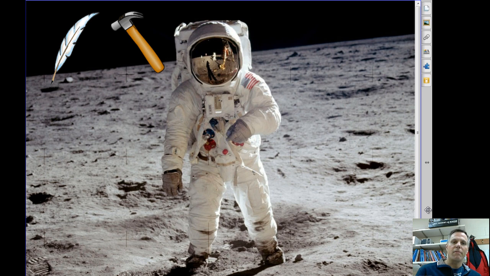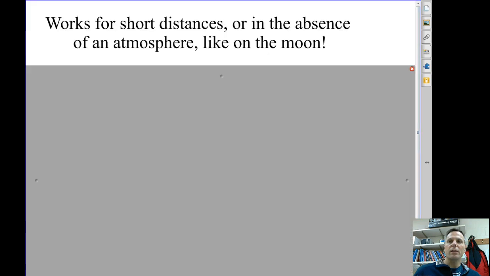Astronauts took both a hammer and a feather, brought them to the moon, and dropped them at exactly the same time. And when they dropped them, they hit the surface of the moon at exactly the same time. So the results seem to be very similar to Galileo's, but the key piece here was there is no atmosphere. So this concept only works for short distances, like the height of the Leaning Tower of Pisa, or in the absence of an atmosphere, like on the moon.